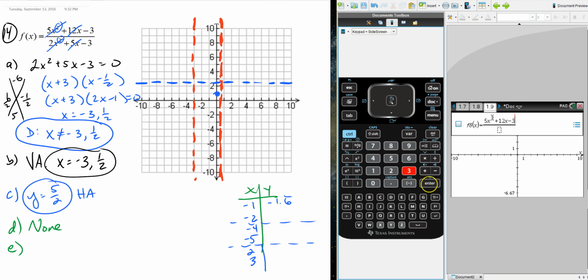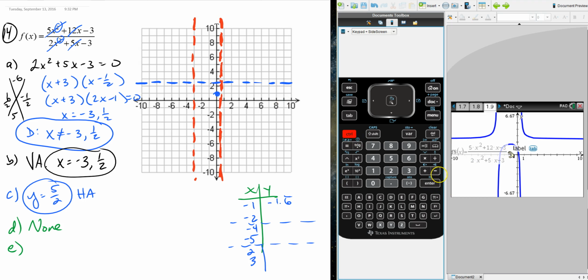(12x minus 3) over 2x squared plus 5x minus 3. So there's the graph. I'm going to make a table of values.